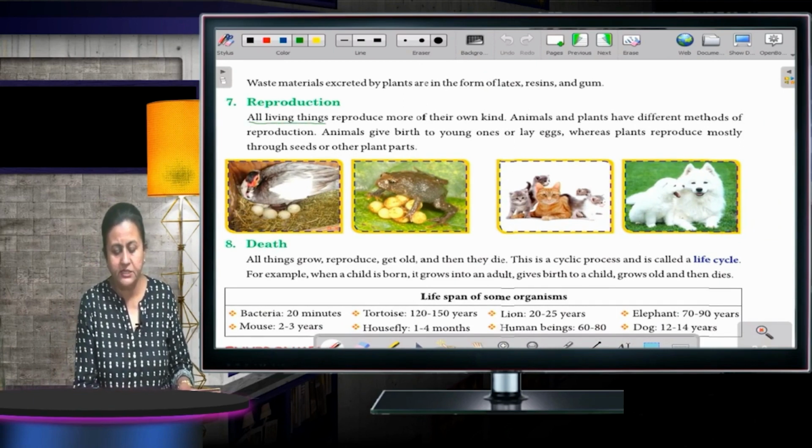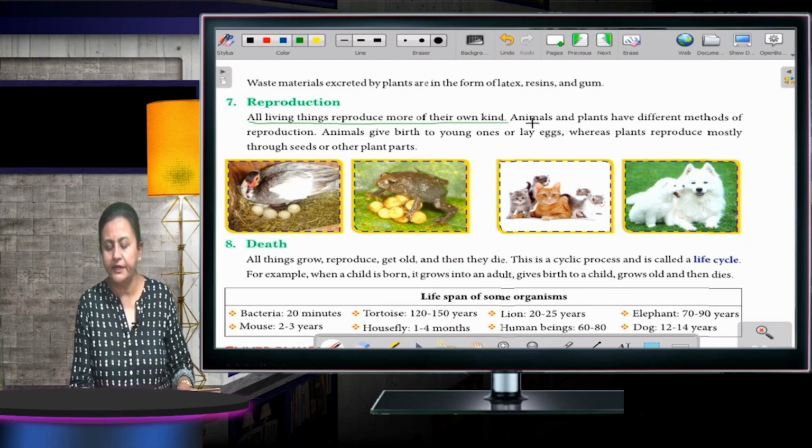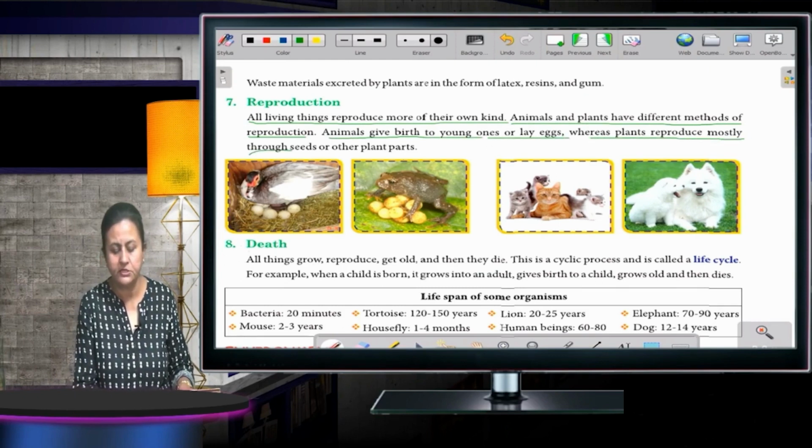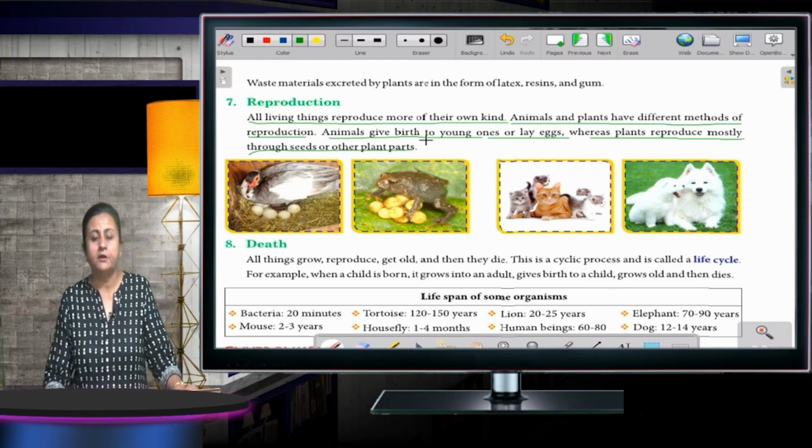All living things reproduce more of their own kind. Animals and plants have different methods of reproduction. Animals give birth to young ones or lay eggs, whereas plants reproduce mostly through the seed or other plant parts.